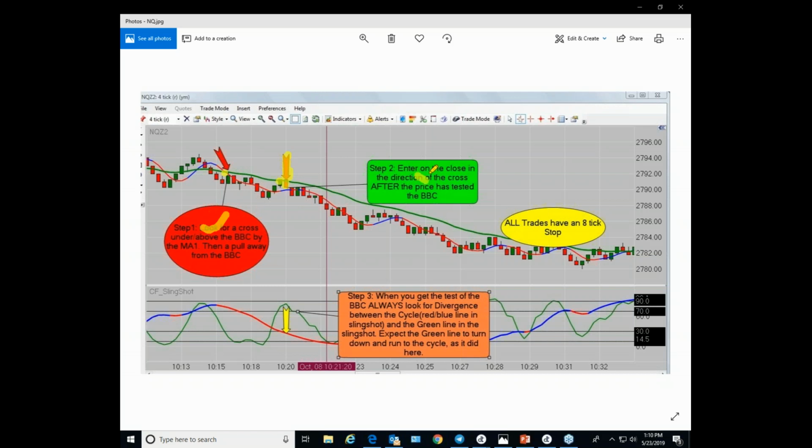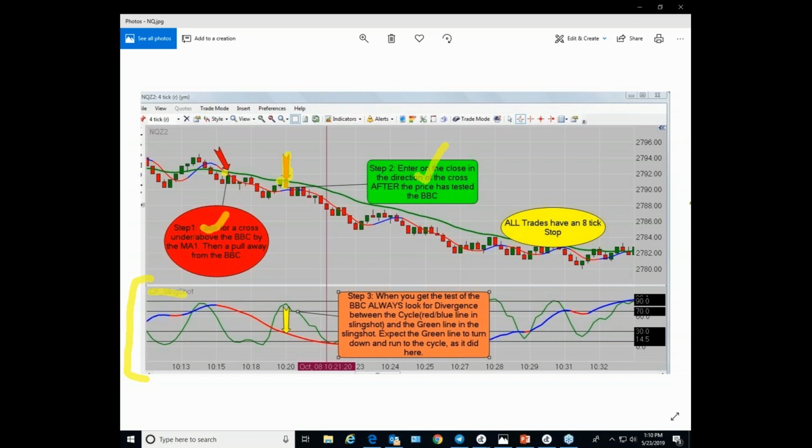So we got step 1 checked off, step 2 checked off. Now we're going to look at the oscillator portion of the chart, which is called the slingshot. The trade setup happens down here, believe it or not. It all starts and ends here. There are a lot of things going on that create the setup, and it all exists down here.